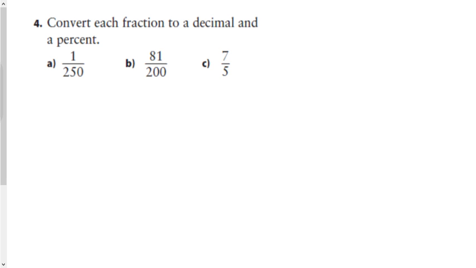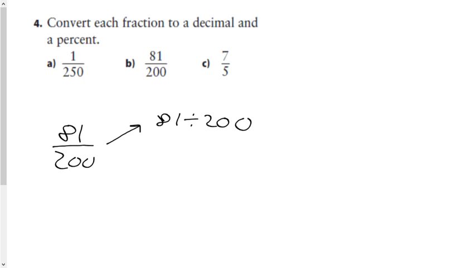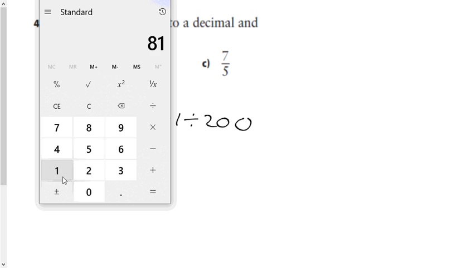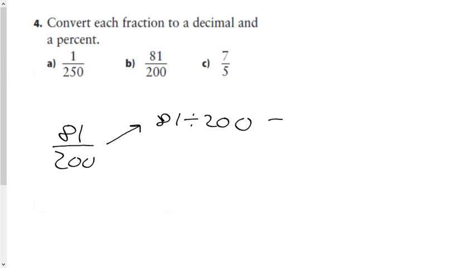Question 2 says 81/200. So the easiest way to convert it to a decimal would be to do what, Cohen? 81 divided by 200, that's right. I know what you said, but you said the wrong thing. 81 divided by 200 would be the easiest way. 81 divided by 200 is 0.405 as a decimal.